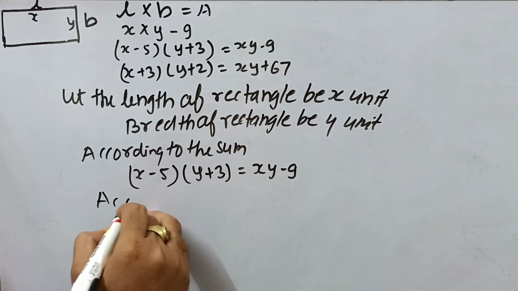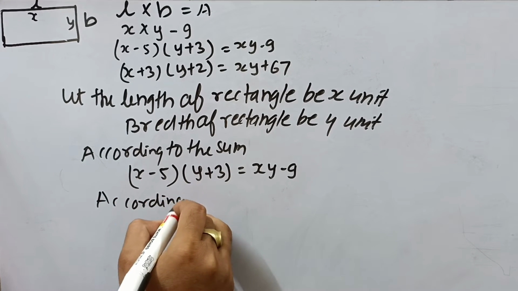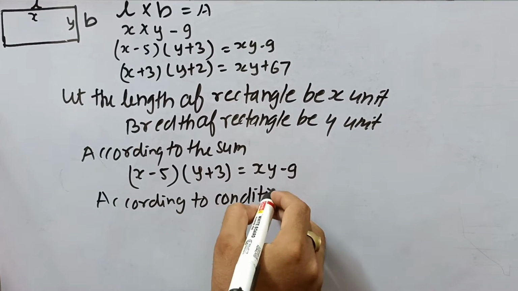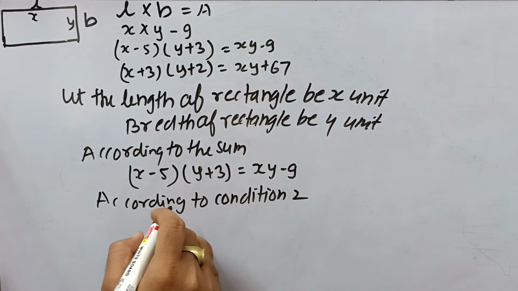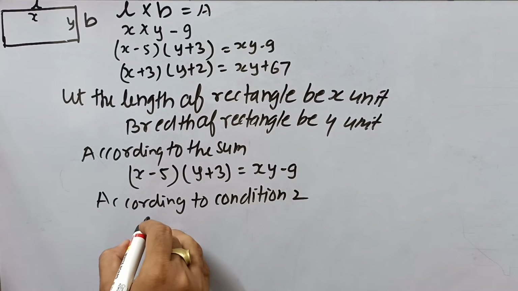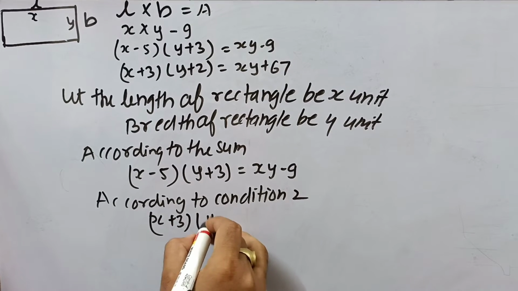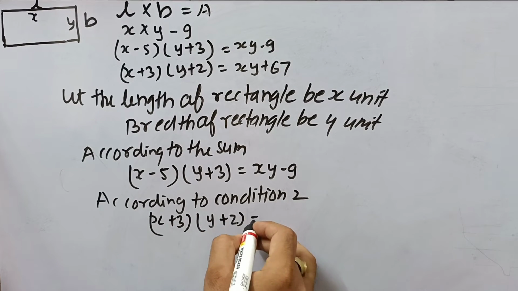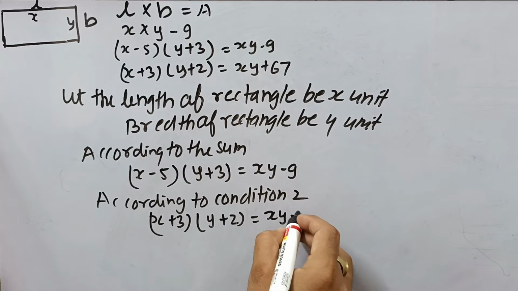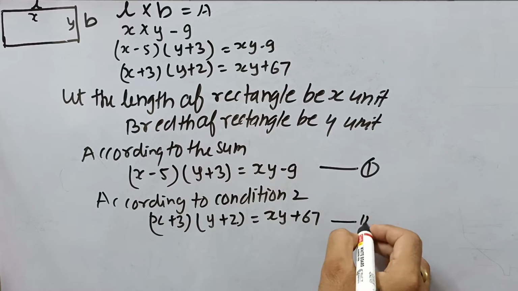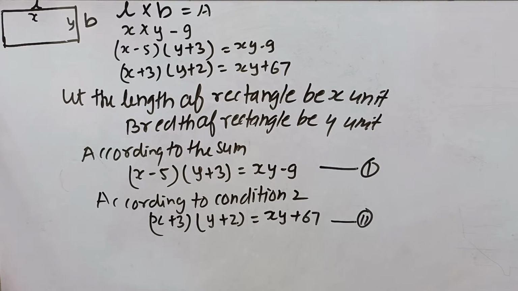Now according to condition 2, what is given? If length is increased by 3 units, so x plus 3, and breadth is increased by 2 units, so y plus 2, then area is increased by 67 units. This will be equation 1, this is the condition of equation 2. Clear? So now how to solve? First of all, we will take equation 1 and simplify.